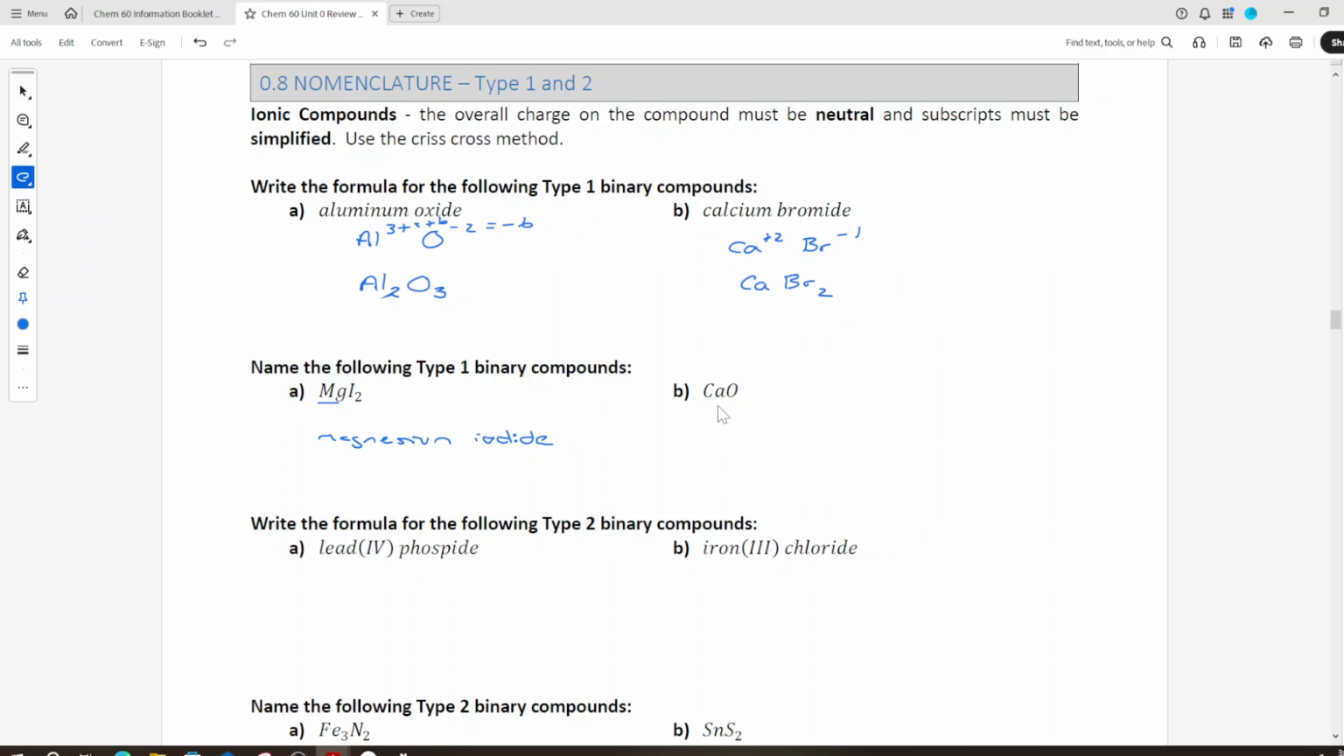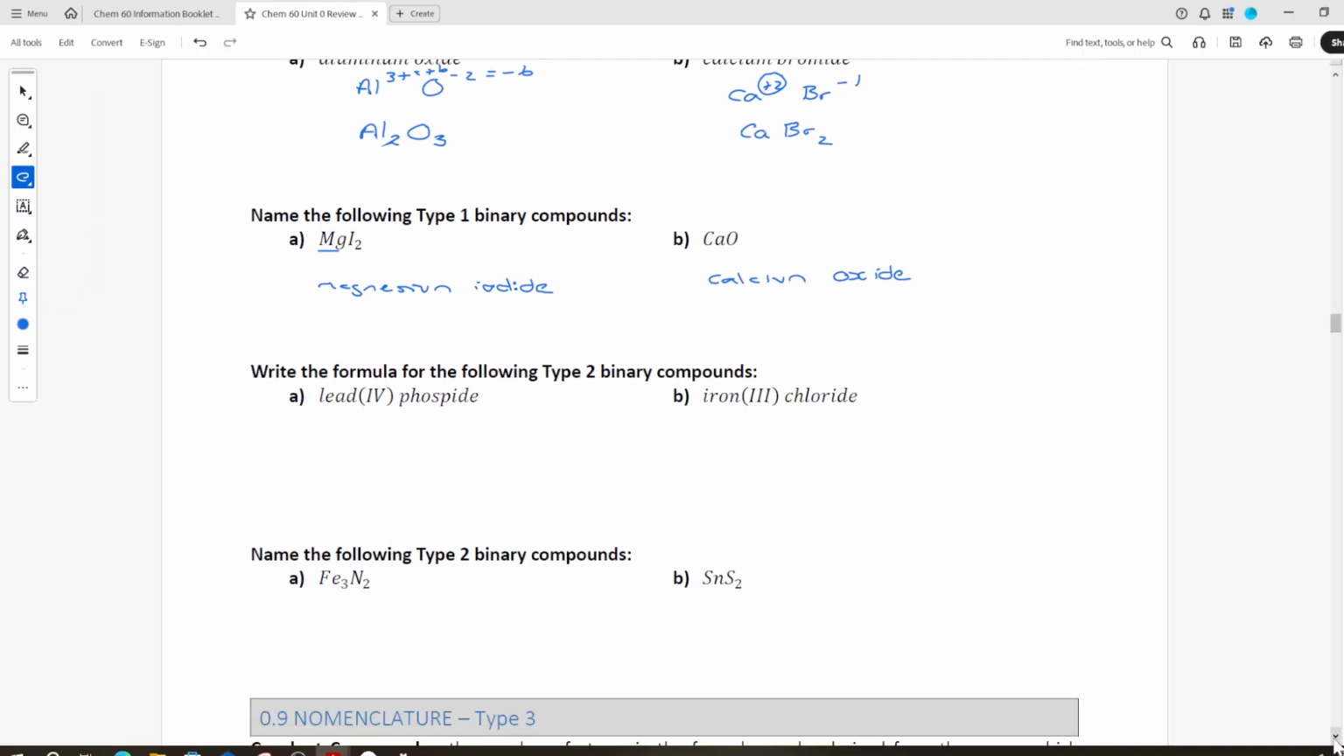So for this one, also type 1 because it's calcium, which we already know can only have a +2. So I'm just going to call it calcium. And then calcium was with oxygen, and you're going to change that ending to just oxide. Okay, there we go. Let's move on to type 2.